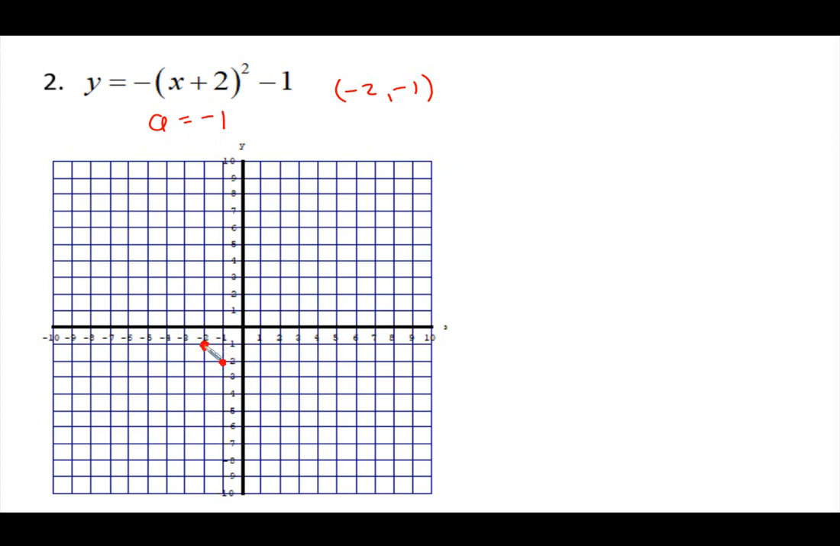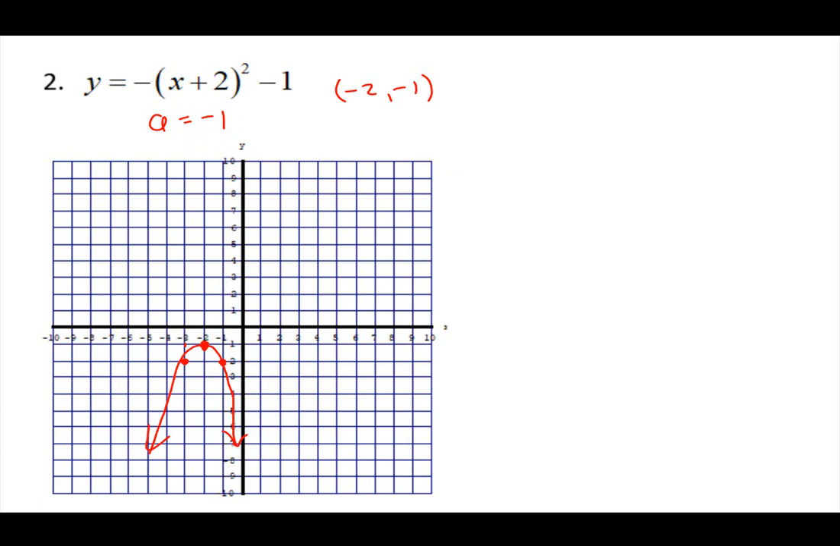I'm going to do the same thing to the left side. Move to the left once, a is -1, I go down 1. And then I just sketch my parabola. Okay. And you notice everything makes sense. You know that when a is negative, the parabola is supposed to open down, right? Because there's going to be a reflection.